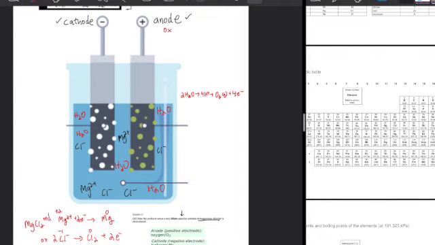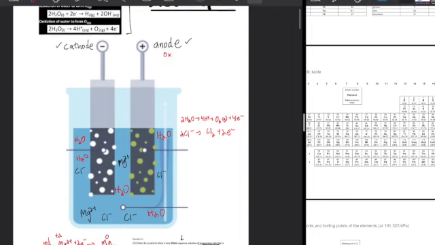So oxidation, reduction, the two reactions that would happen to go from the compound MgCl2, electrolyze that compound to form my two elemental states. All right, so at my oxidation, the competing reaction would be the oxidation of chloride to Cl2 plus 2 electrons.